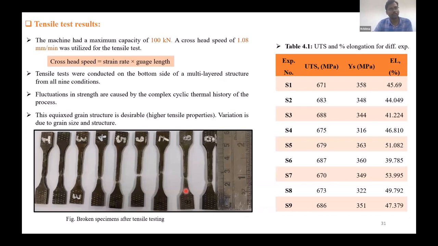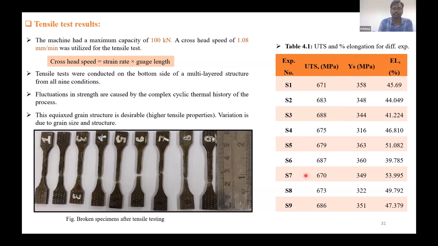The process speed is 1.08 mm per minute, with the capacity of the machine being 100 kilonewton. The specimens show a maximum ultimate tensile strength of approximately 680 to 690 megapascal.